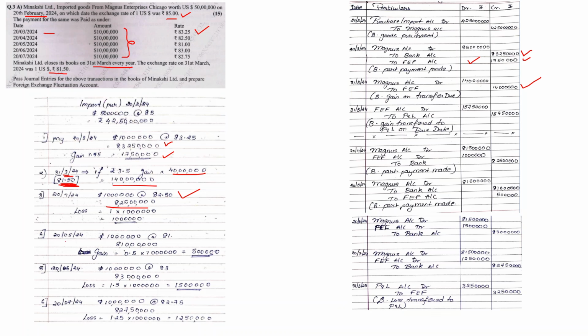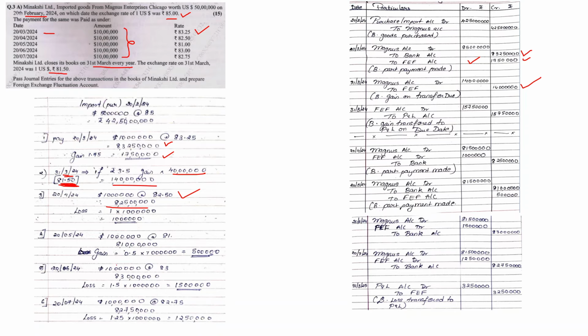Next, 20th May, we are making a payment at 81. So we purchased for 81.5 and I'm making a payment of 81, so I'm paying less, it is my gain. Entry will be Magnus account debit to bank to FEF. 8 crore 10 lakh, 5 lakh we added up, we got 8 crore 15 lakhs.